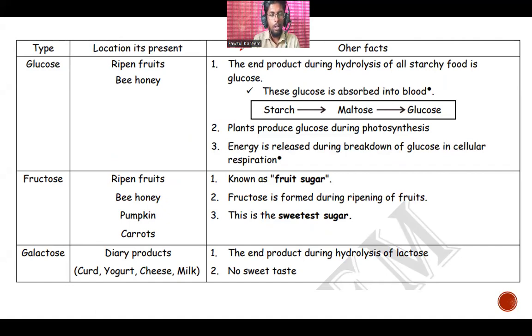For example, monosaccharide plus monosaccharide will be disaccharide. If I break down the disaccharide, I will get monosaccharide plus monosaccharide. That is called hydrolysis, that breaking down process. Now listen very carefully.